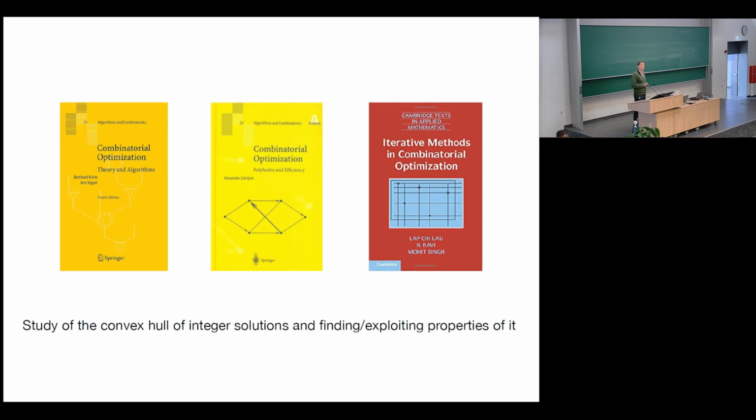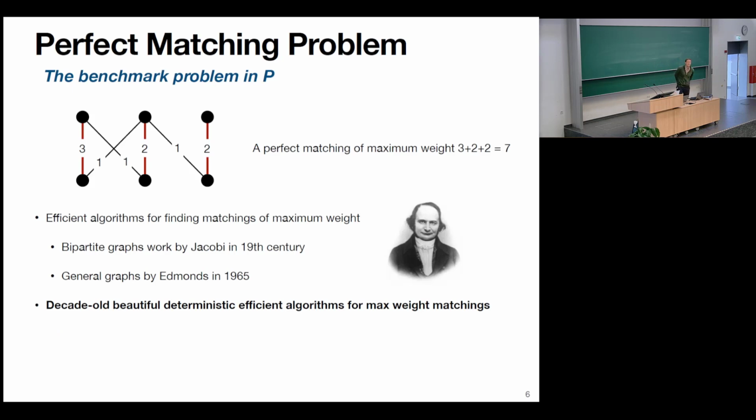So we will talk about two of these questions today. The first is about the matching problem, which may be the most classic problem that we can efficiently solve. I give you a graph with edge weights. Can you find a perfect matching of maximum weight? Here in red, you see a matching of weight 3 plus 2 plus 2, 7. In short, we have very, very good algorithms for this question. For bipartite graphs already in the 19th century by Jacobi, and for general graphs, which is significantly more complex, Edmonds gave a fast algorithm in 1965.